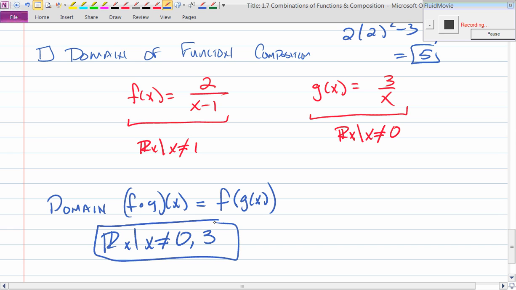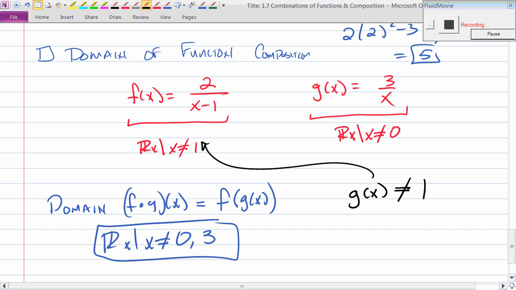So this is my domain for my composite function. What we have to do is say, okay, we know that g of x is not allowed to produce a 1. How come? Because if g of x produces a 1, then a 1 travels on to f of x, and we're not allowed to plug a 1 into f of x. You guys follow me on this so far?